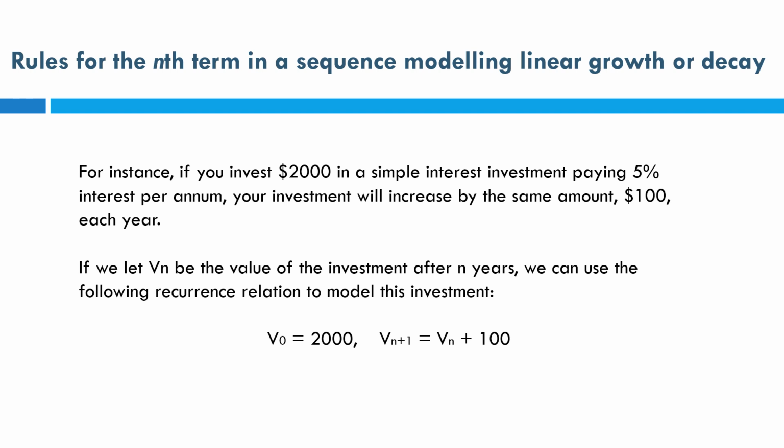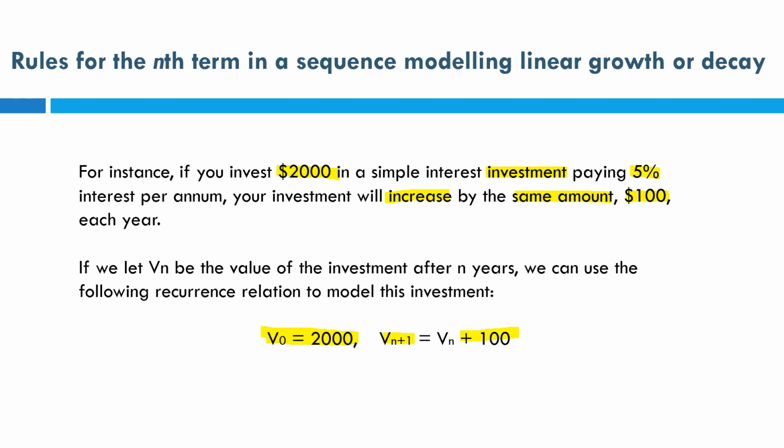For instance, if you have $2,000 to invest in a simple interest investment, so we are giving that to the bank, and it pays us 5% interest per annum. Your investment will increase by that same amount, and 5% of $2,000 is $100, so each year it will give us $100. If we write that as a recurrence relation, our starting point, V0, was 2,000, and for each additional term we add $100.